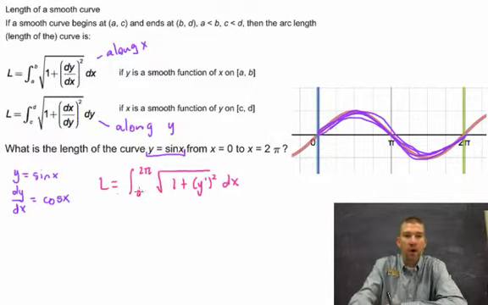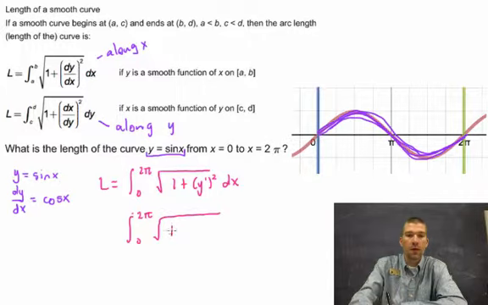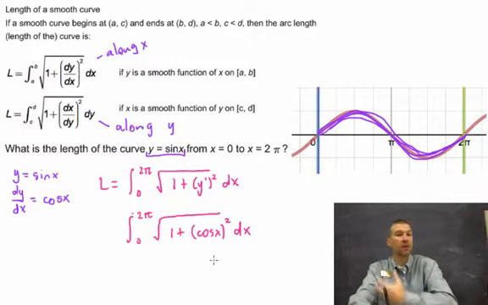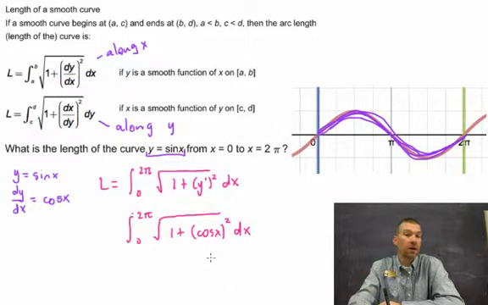So here's our initial setup. We've got our y prime. Whoa, that's really ugly. Let me make it better. So we're going to go from 0 to 2 pi of the square root of 1 plus cosine x squared dx. You'll want to make sure that your calculator is in radian mode, and as long as your calculator is in radian mode and you punch it in correctly, you'll get the correct answer. I'm going to punch this into the calculator, and we'll see what answer we get.